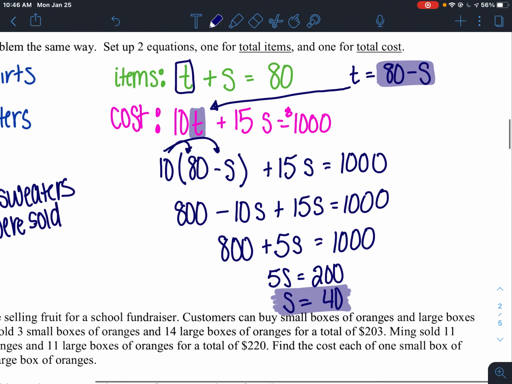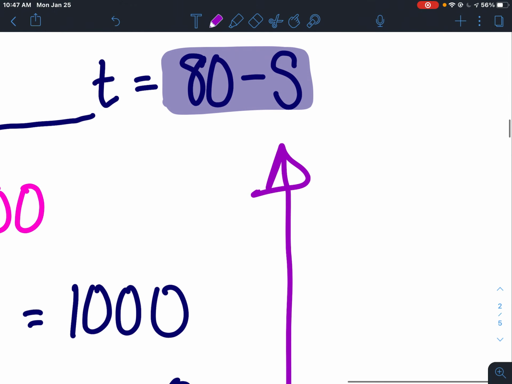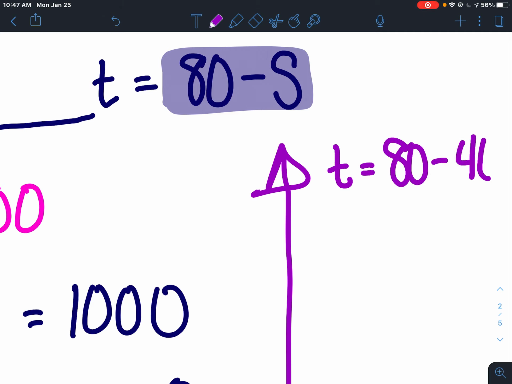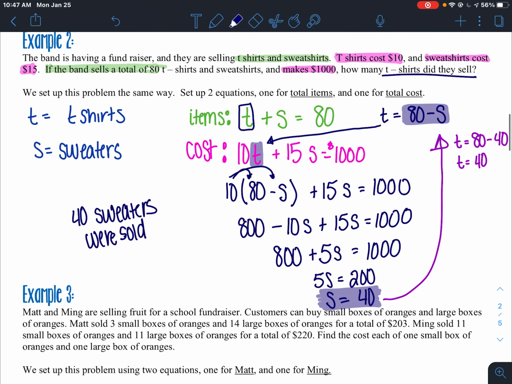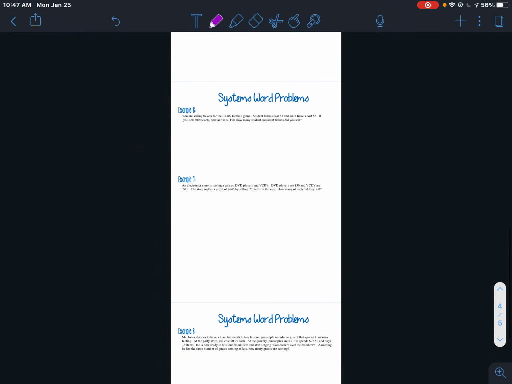So let's take this S equaling 40. We will plug it right back into the original equation to solve for t-shirts. T-shirts equaled 80 minus the number of sweaters. If we already sold 40 sweaters, that means we sold 40 t-shirts as well. So if you want to highlight just to keep consistent, that means that 40 t-shirts were also sold. All right. Okay, so go ahead and try the last couple on your own.